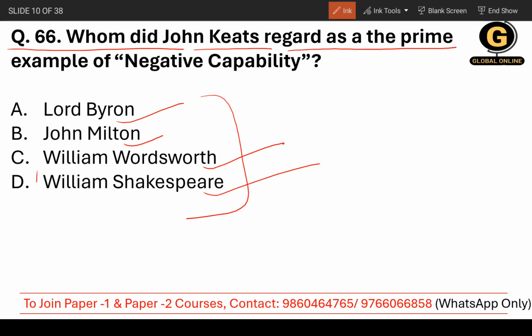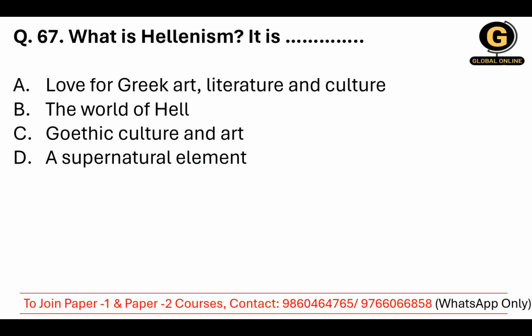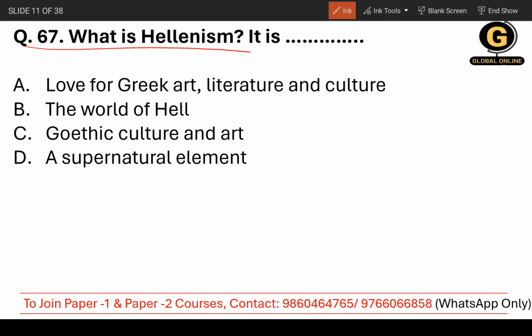So the correct answer is William Shakespeare. William Shakespeare is a prime example of negative capability according to John Keats. Moving on to question number 67. What is Hellenism? First option, love for Greek art, literature and culture, or the world of hell.